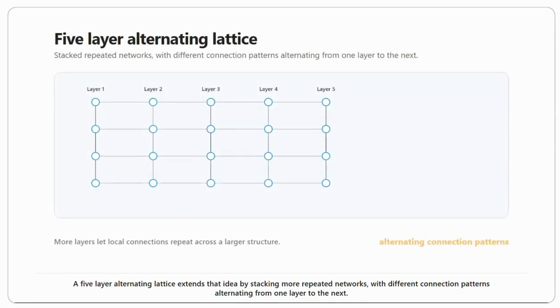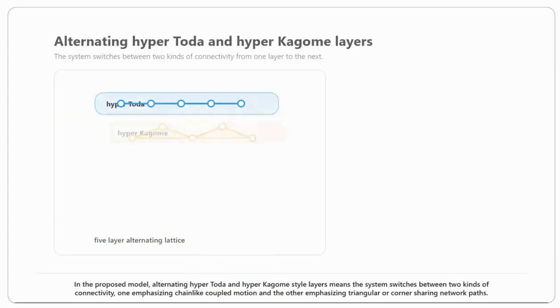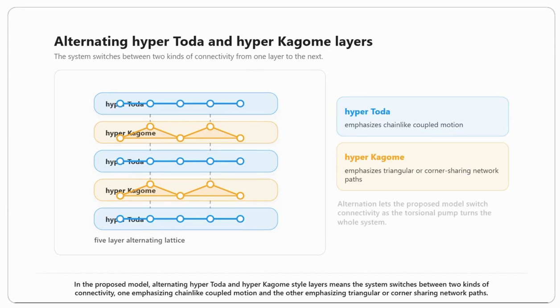A five-layer alternating lattice extends that idea by stacking more repeated networks, with different connection patterns alternating from one layer to the next. In the proposed model, alternating hypertoda and hyperkagome style layers means the system switches between two kinds of connectivity, one emphasizing chain-like coupled motion and the other emphasizing triangular or corner-sharing network paths.